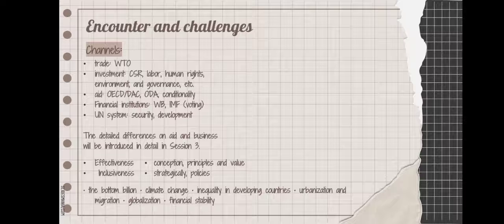So we have here effectiveness, inclusiveness, conception, principles and value, strategically, policies, practices, the bottom billion, the climate change, inequality in developing countries, urbanization and migration, globalization, financial stability.